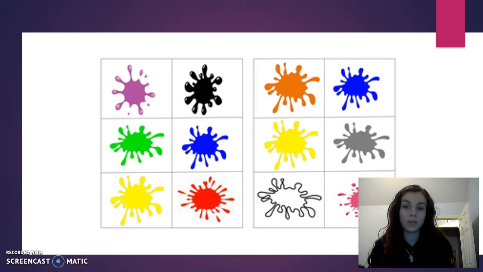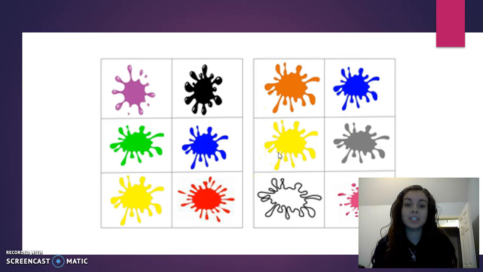Purple es morado. Black es negro. Green es verde. Blue es azul. Rojo es red. Anaranjado es orange.